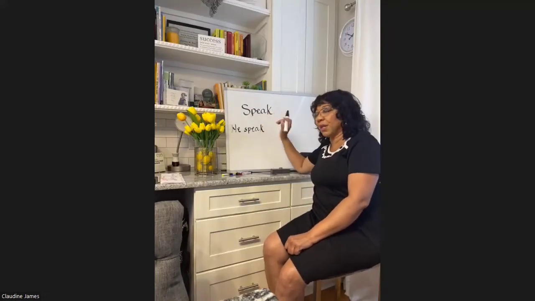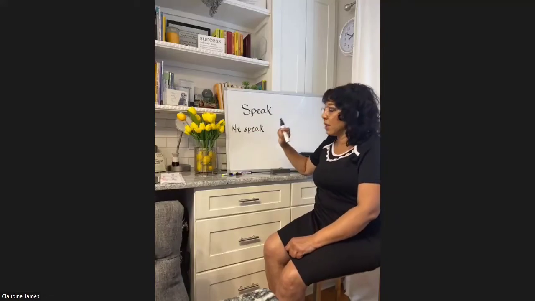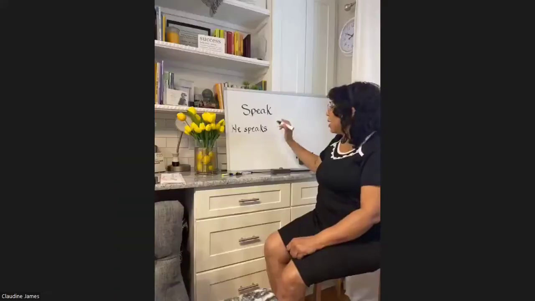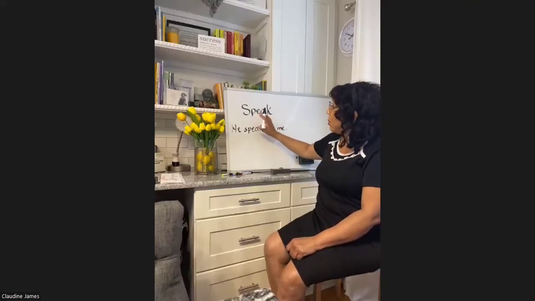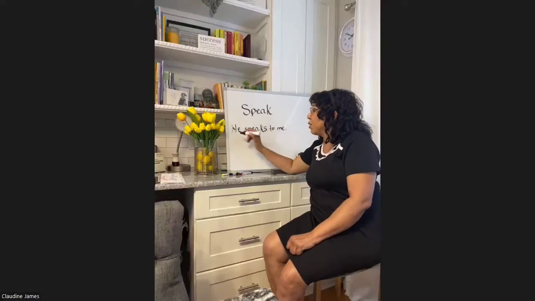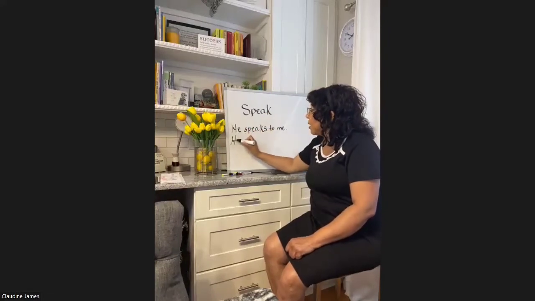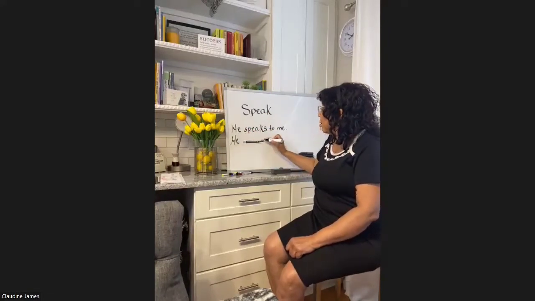Speak, or how do you say that? What verb form of speak goes with he? Okay, students respond. He speaks. Yes, he speaks to me. Now, still thinking about speak, what verb form do you have if you want to say past tense? He what to me?